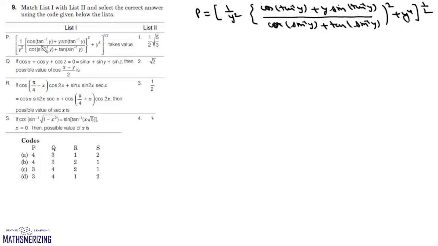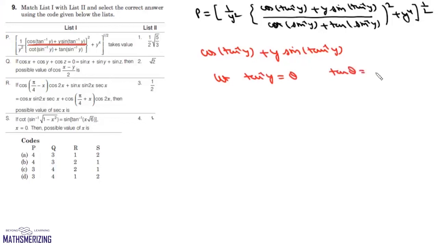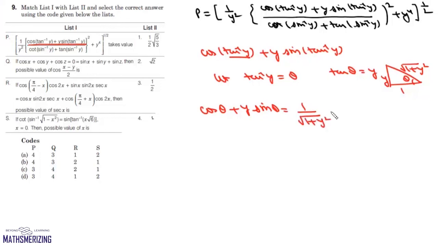Now first we'll simplify the expression in the numerator, which is cos of tan inverse y plus y sin tan inverse of y. Now here we'll let tan inverse of y as theta. So we can write tan theta equals y. So we'll draw a right angle triangle. This is y, this is 1, and this is under root of 1 plus y square. So this expression simply becomes cos theta plus y sin theta. Now cos theta is 1 upon under root of 1 plus y square, and sin theta is y upon under root of 1 plus y square. So we'll simplify. We can simply write this as under root of 1 plus y square.